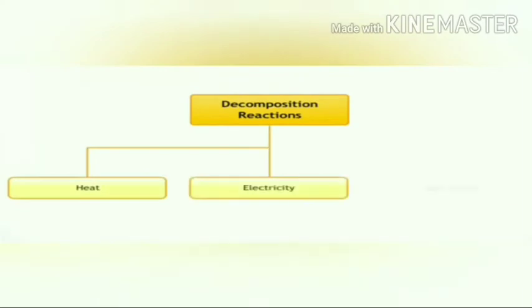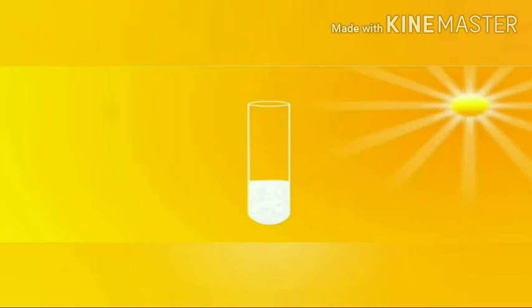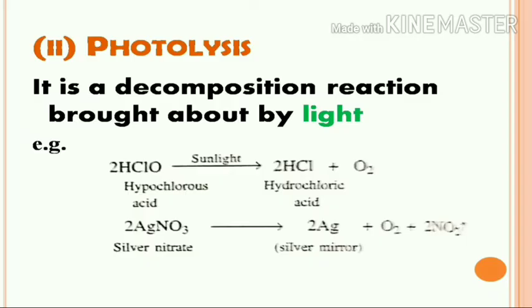Decomposition of a substance by the action of light energy on it is called photolysis. For example, when silver chloride is exposed to light, it decomposes to form silver metal and chlorine gas. So, photolysis is a decomposition reaction brought about by light.